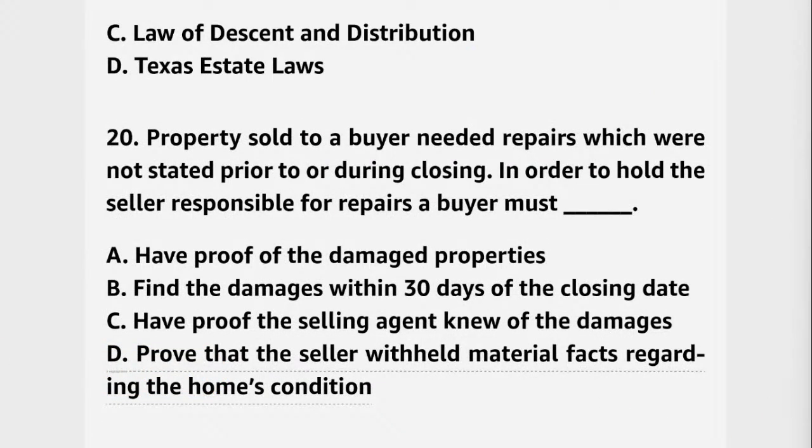A property sold to a buyer needed repairs which were not stated prior to or during closing. In order to hold the seller responsible for repairs, a buyer must do blank. A, have proof of the damaged properties. B, find the damages within 30 days of the closing date. C, have proof the selling agent knew of the damages. Or D, proof that the seller withheld material facts regarding the home's condition.